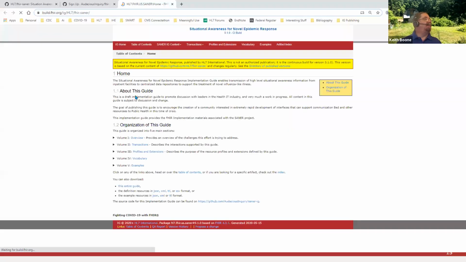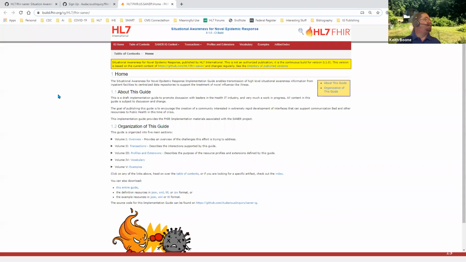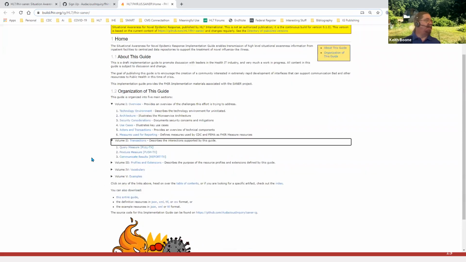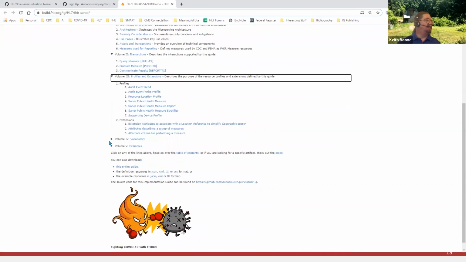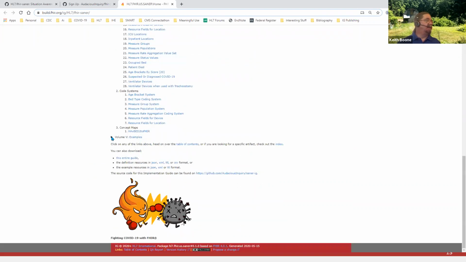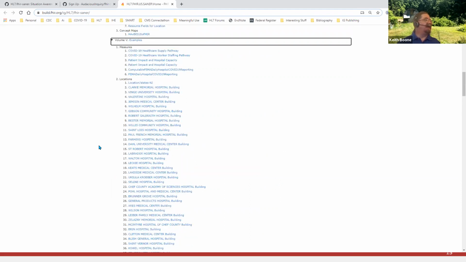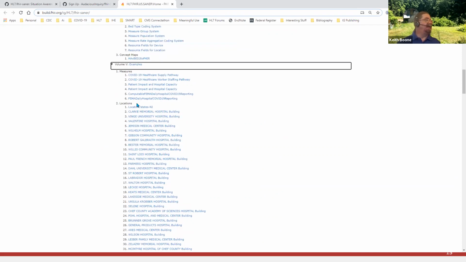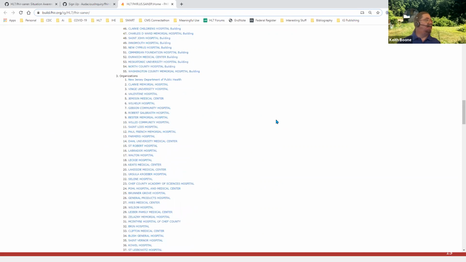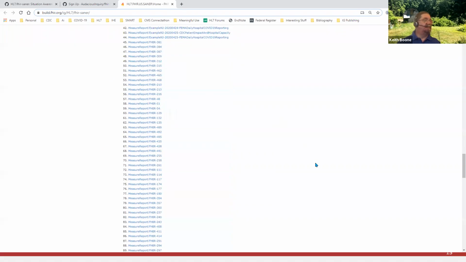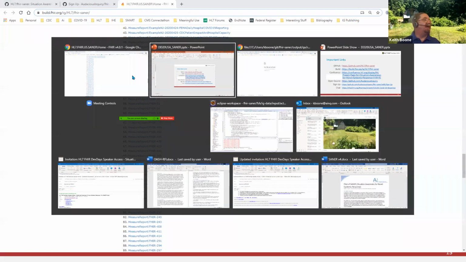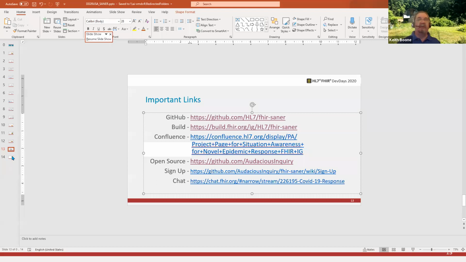The build is in the usual place, build.fhir.org/ig/HL7/fhir-saner. You can see we've got a great deal of content here, and there's more coming, because in addition to the examples, we also have the capability statements, and all of the example locations and measures are shown here. So at this point, I'd like to conclude and leave it open for questions.